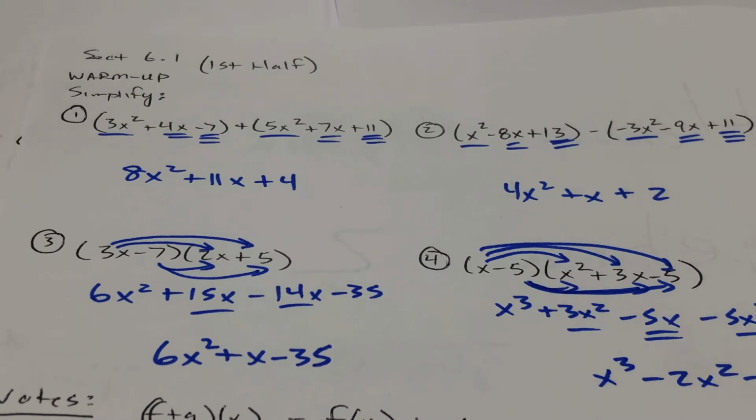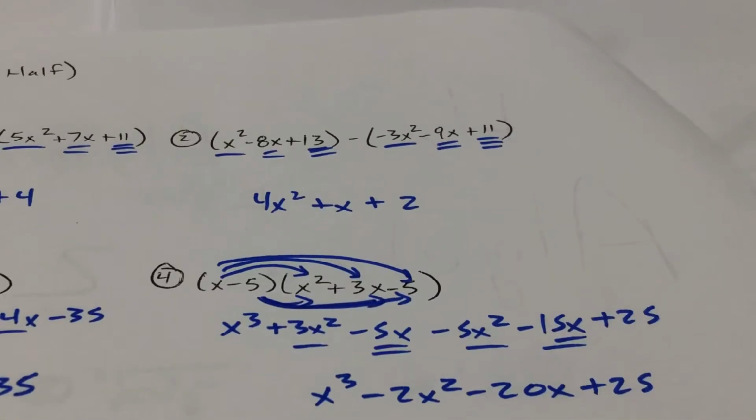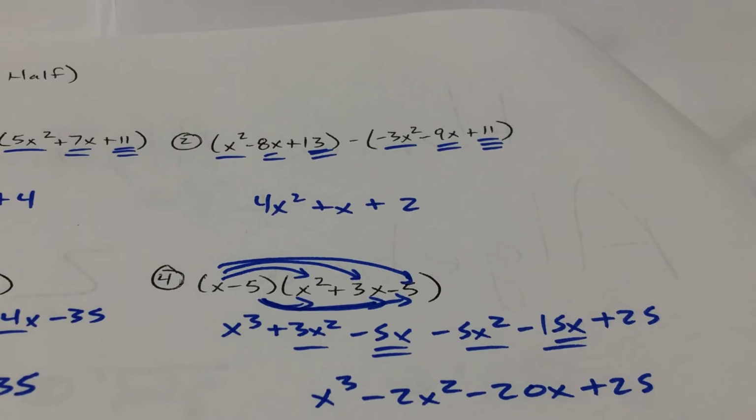As you see here, to get 8x squared plus 11x plus 4: 3x squared plus 5x squared, 4x plus 7x, negative 7 plus 11, combine like terms. Here, be careful, you're subtracting, so x squared minus a negative 3x squared is 4x squared. Negative 8x minus a negative 9x is negative 8x plus 9x, and 13 minus 11 is 2.